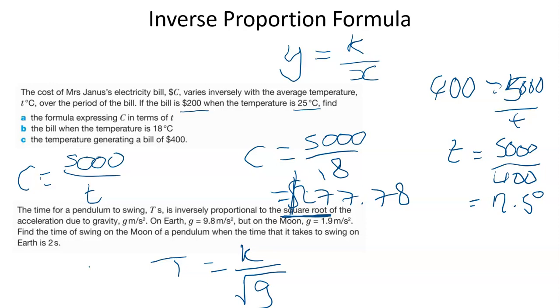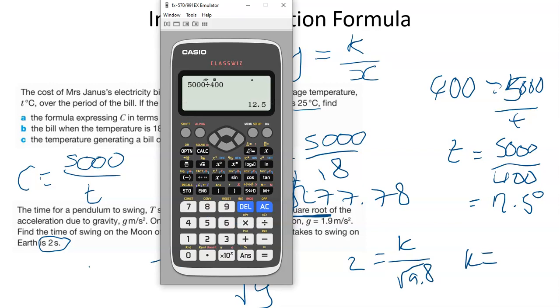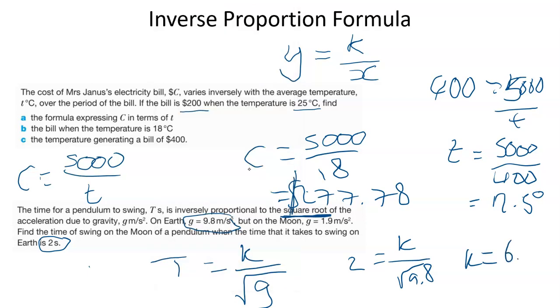On Earth, g is 9.8, but on the moon, find the time of a swing on the moon of a pendulum when the time that it takes to swing on Earth is 2 seconds. So they've kind of separated it. But here we go. On Earth, we've got 2 values, so we can put those in. So 2 seconds for t equals k over root 9.8, which means that k equals, and again, I'm going to use the calculator for this, 2 times root 9.8, or 6.26, I think we'll round that as 6.26.